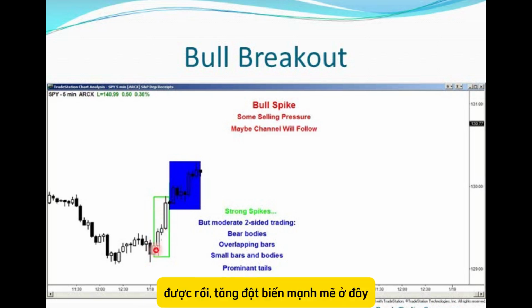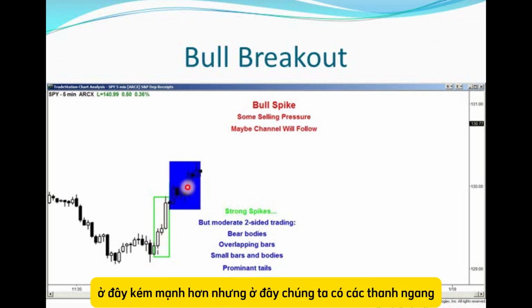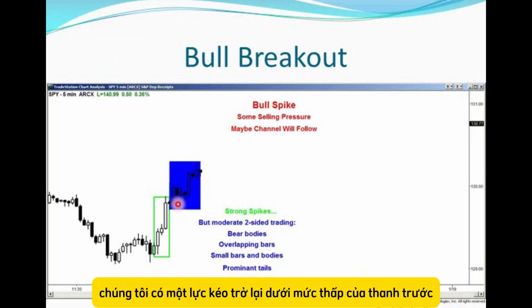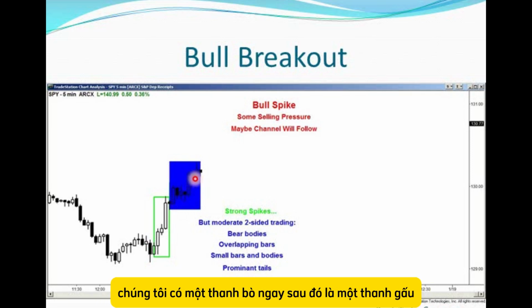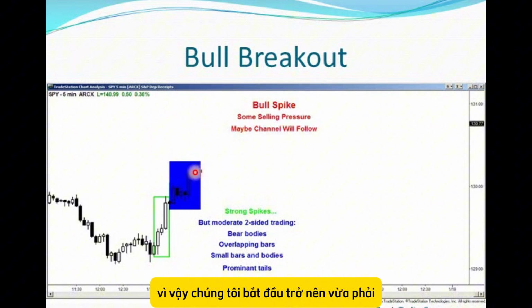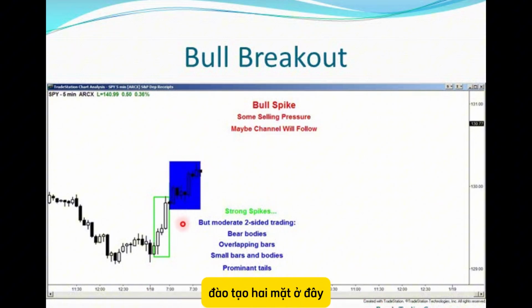Okay, so strong bull spike here, less strong here. But within here, we have sideways bars. We have some bear bars. We have a pullback below the low of the prior bar. We have a bull bar immediately followed by a bear bar. And we have some tails on the tops of bars. So we're starting to get moderate two-sided trading in here. And that's the hallmark of a channel.